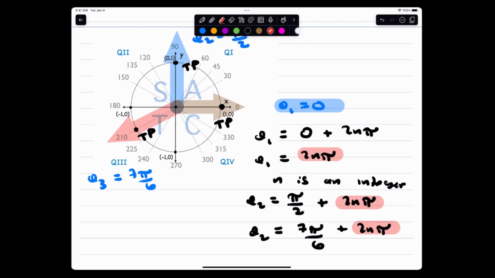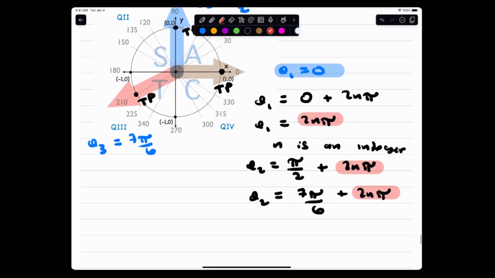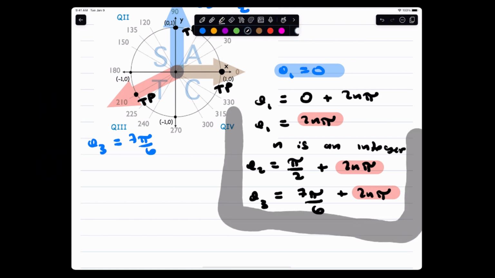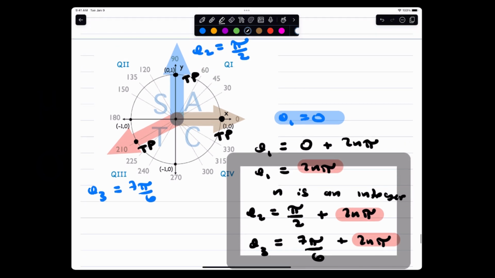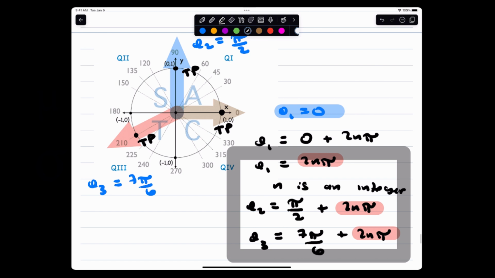Oops. Did I make a mistake? I think I skipped one. No, I didn't. I just called it theta 2, and it's really theta 3. I apologize. So, ladies and gentlemen, we have here again the general solutions, and hopefully this helps you out. That's an extremely important detail. These are all our general solutions.